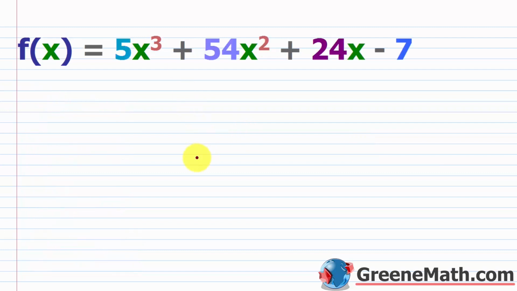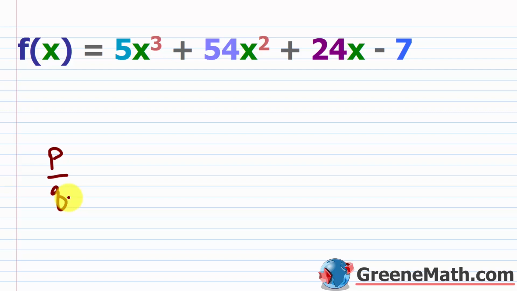Let's look at two more examples. I'm not going to see if the roots work here. I'm just going to go through and list the possible rational zeros. So I have f of x equals 5x cubed plus 54x squared plus 24x minus 7. Again, I want to find all the p over q, those possible rational zeros.